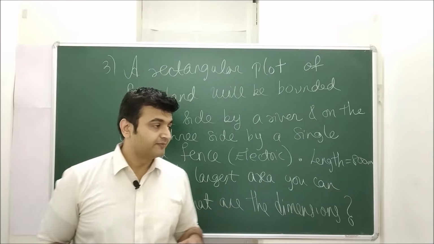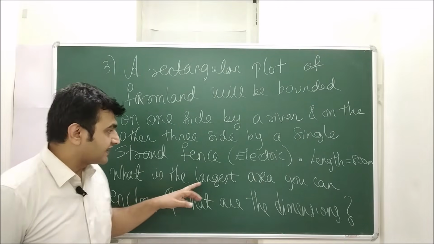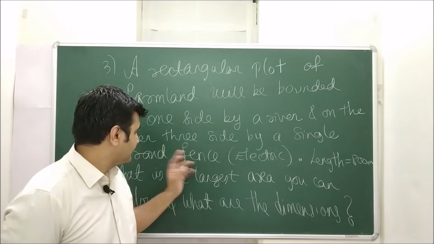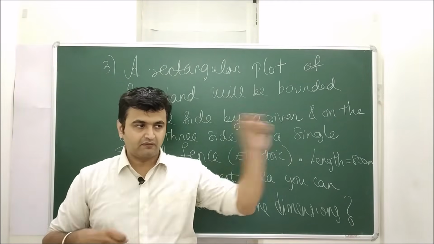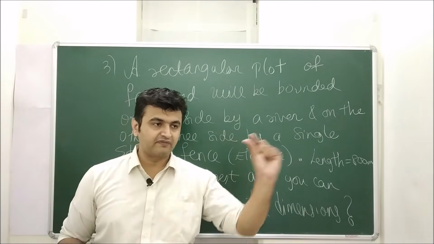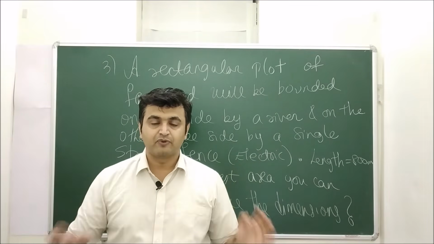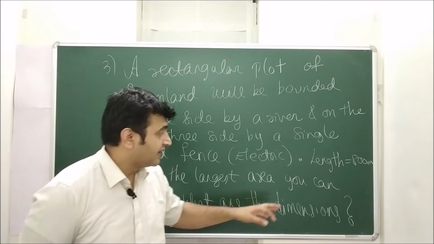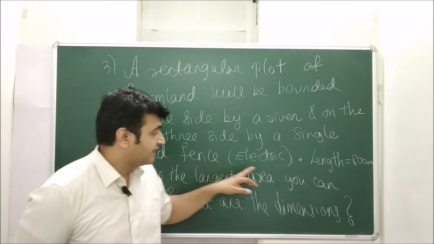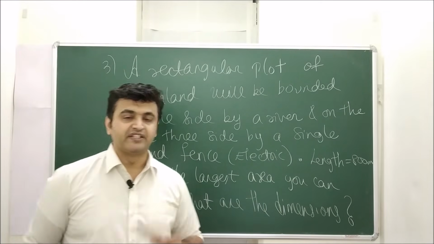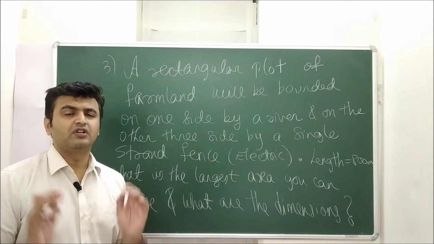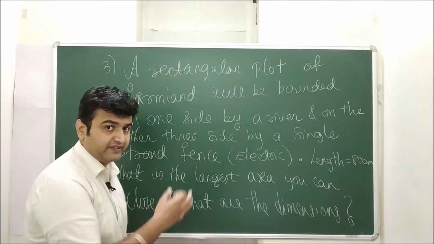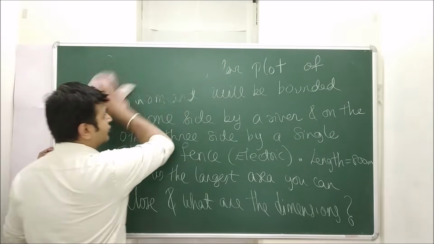So question is, what is the largest area I can cover if I have a single strand? Single strand means only one wiring. Okay, it's not like 1 and 2 wiring. Only one wiring if I do, then what is the largest possible area I can cover if I have the electric fence of length 800 meter. Okay, so I hope the question is clear. If not, you can pause the video and again read this problem so that it will be clear to you.